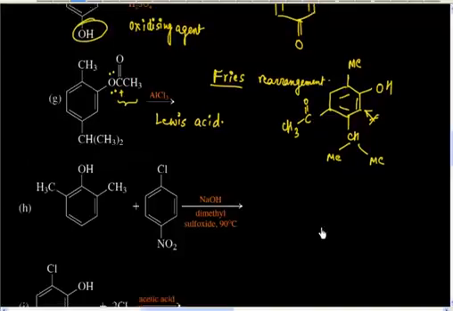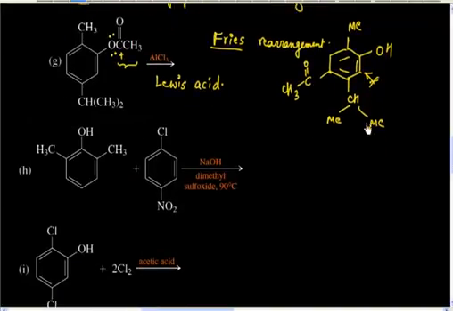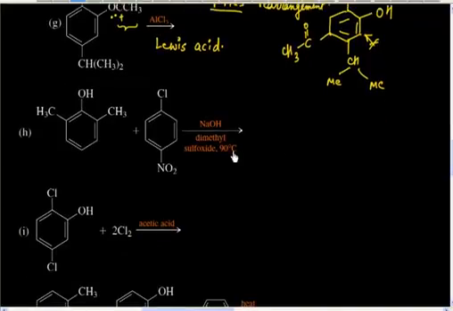It's an easy one. It is always oriented at ortho or para position. In this case, para position is blocked, so I have only one option. Now this reaction, NaOH and dimethyl sulfoxide. NaOH acts as a base. Dimethyl sulfoxide is a solvent. So this is acting as a solvent.